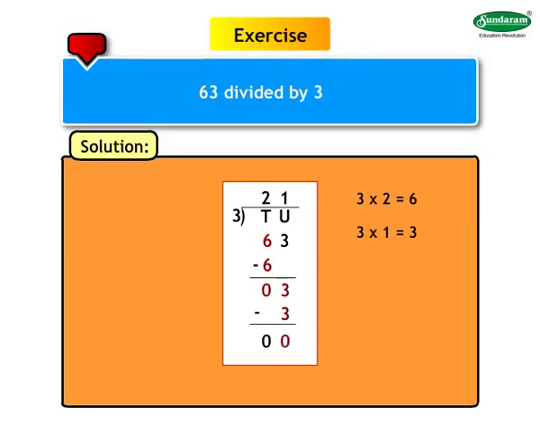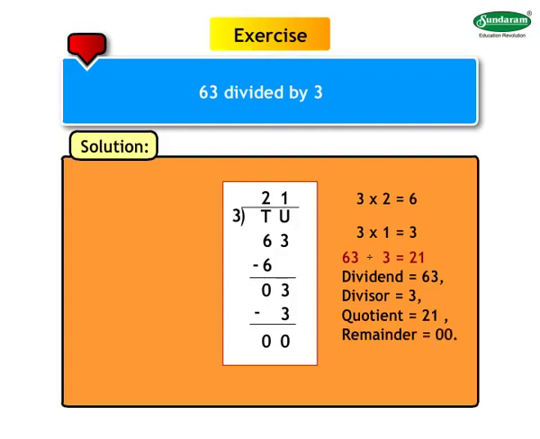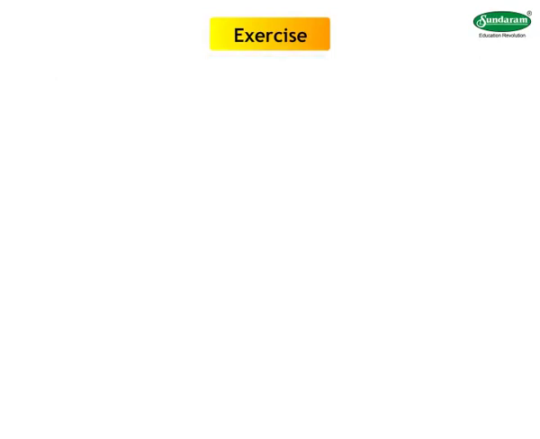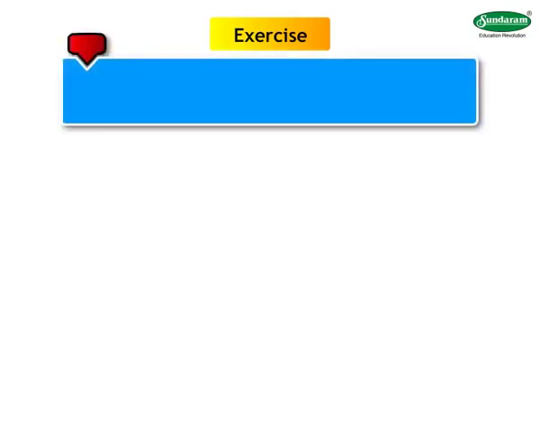Thus, the quotient is 21. Hence, 63 divided by 3 is equal to 21. Thus, the dividend is 63, divisor is 3, quotient is 21 and the remainder is 0. Let us solve one more sum.